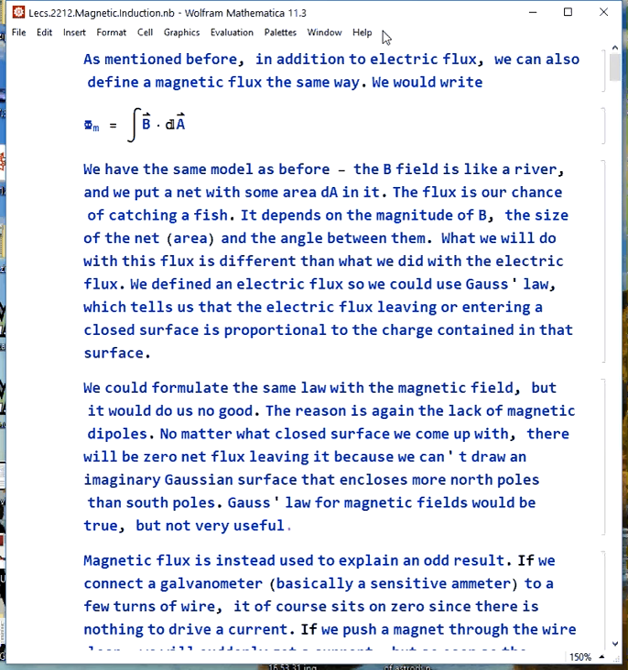And our chance of catching a fish is like the flux. If B is larger, that's like the river being faster. If the area is larger, that's like the net being larger. And then how you hold it tells you what you're going to get for the dot product.